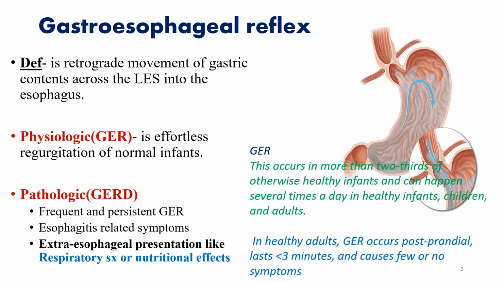and even extra-esophageal presentation like respiratory symptoms or nutritional problems can be there. Just regurgitation or gastroesophageal reflux without disease occurs in more than 2/3 of otherwise healthy infants and can happen several times a day in healthy infants. Even it can occur in children and adults. In healthy adults, reflux occurs postprandial, lasts less than 3 minutes and causes few or no symptoms.